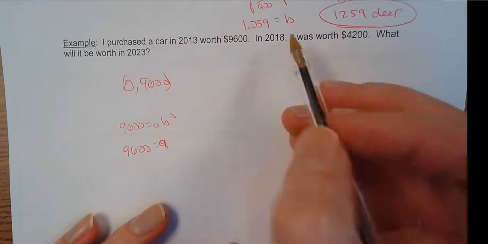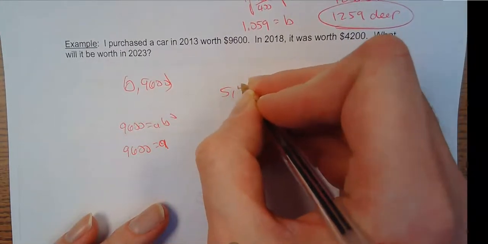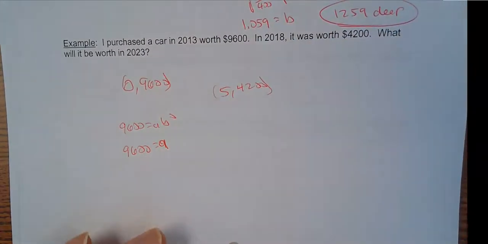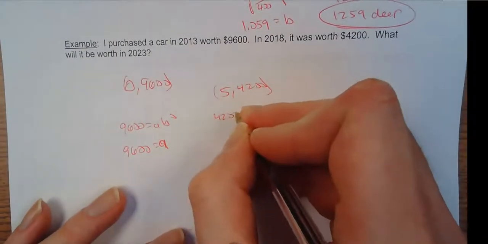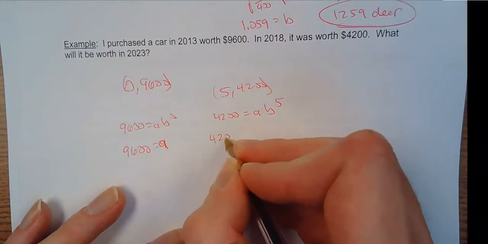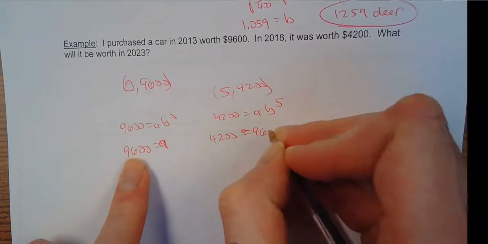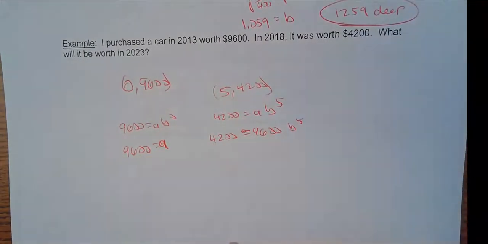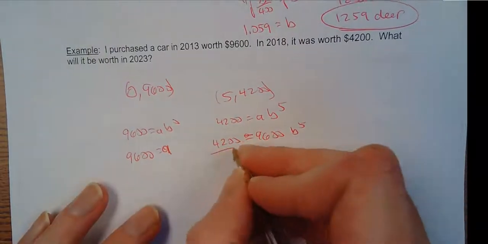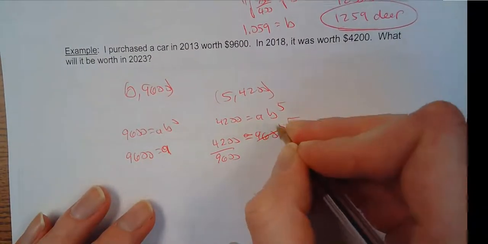Now, 5 years later, after 5 years, it's worth 4,200. So that'd be 4,200 equals AB to the 5th power. I already know what A equals. A equals 9,600, B to the 5th. So I'm going to divide by 9,600. Let's cross that out. And then I'm going to take the 5th root.